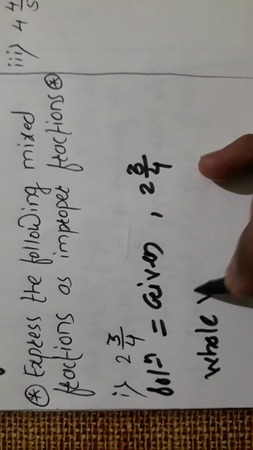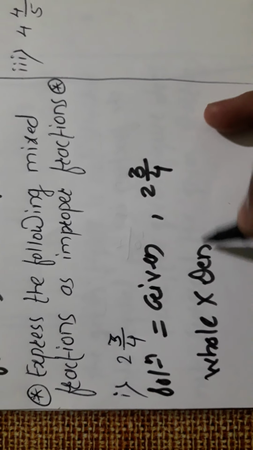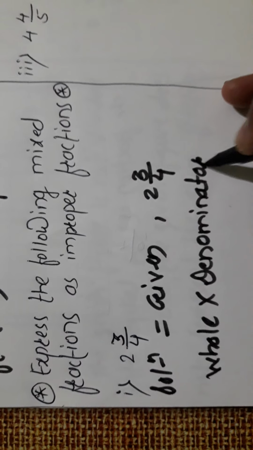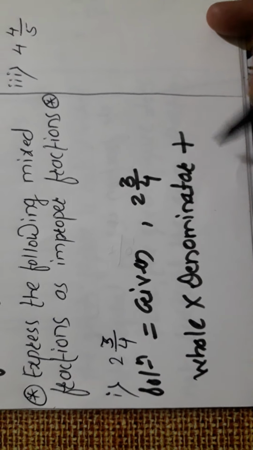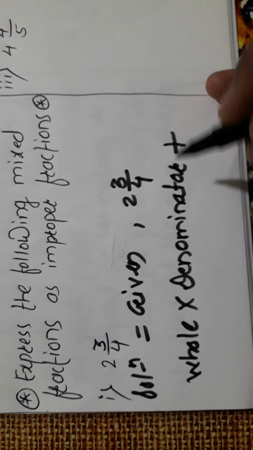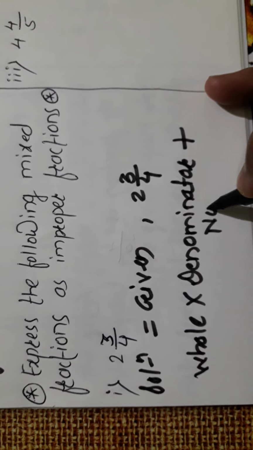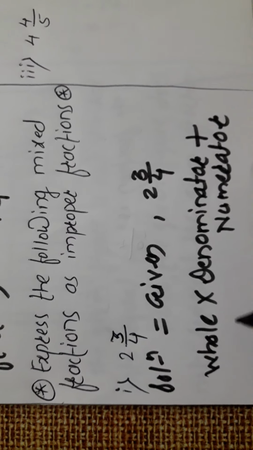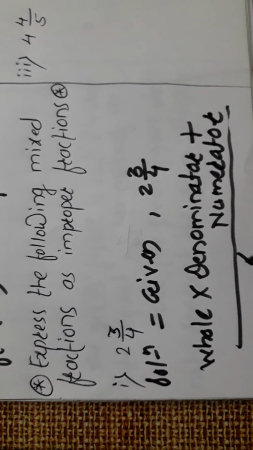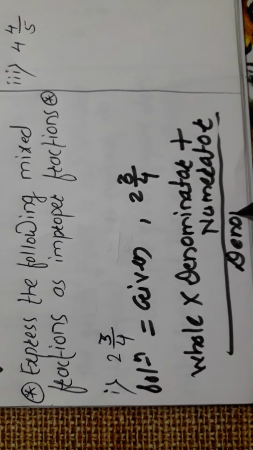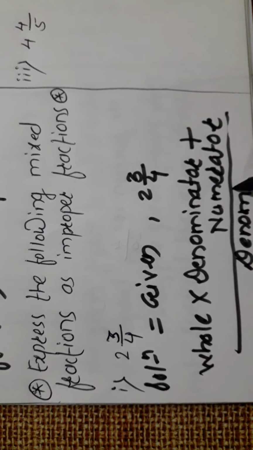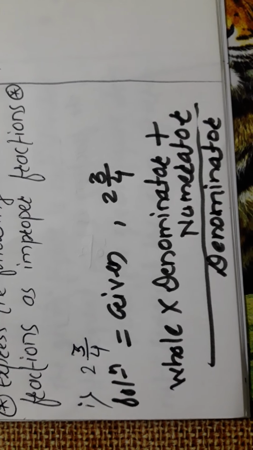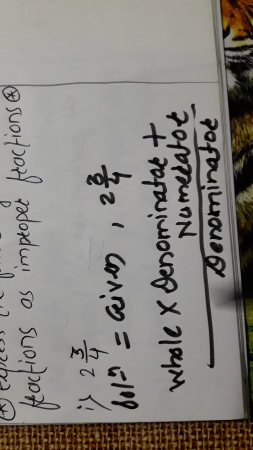whole into denominator plus numerator, divided by denominator. What is the formula? Try to understand. I will explain this formula, but first of all you try to understand this formula.